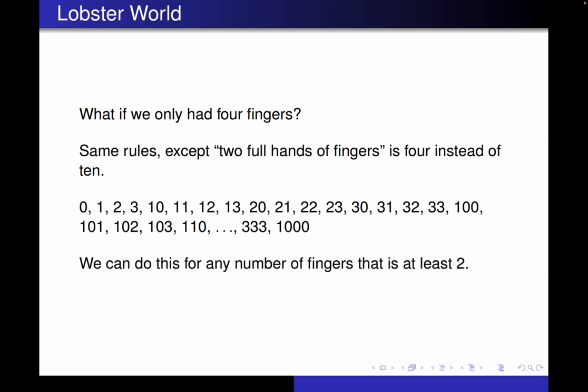And we can go through this exact same process. We did this for 4 fingers, we did this for 10 fingers, but we can do this for any number of fingers that is at least 2. And we don't even have to have the same number of fingers on each hand. We can have 1 finger on one hand, 2 fingers on another hand, and do base 3 as well.